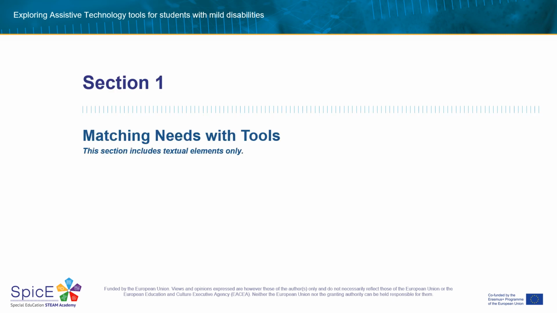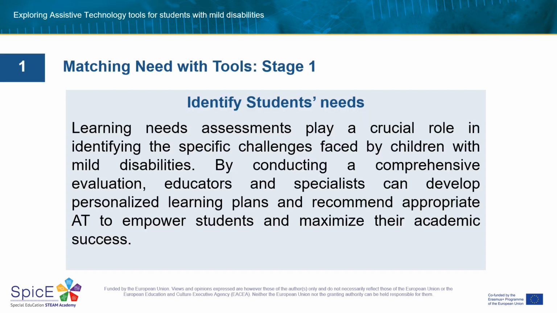In the previous unit, 321A, the study document, we explored a variety of assistive technology tools categorized by their function. Now, let's bridge the gap and learn how to identify specific student needs and match them with the most appropriate assistive technology tools. Assistive technology can empower children with mild disabilities to overcome challenges and reach their full potential. However, effectively matching children's needs with the right assistive technology tools requires a collaborative and thoughtful approach. Here's a step-by-step guide to navigate this process.